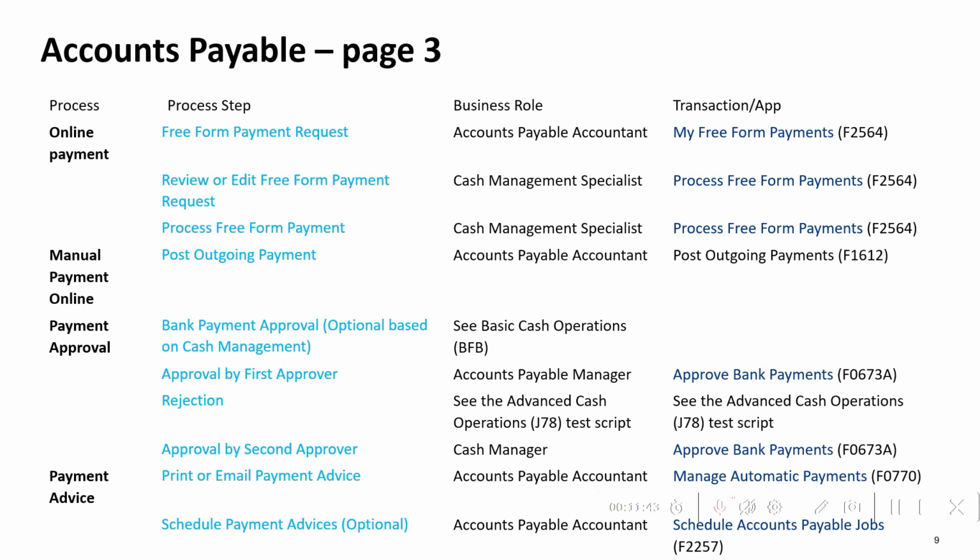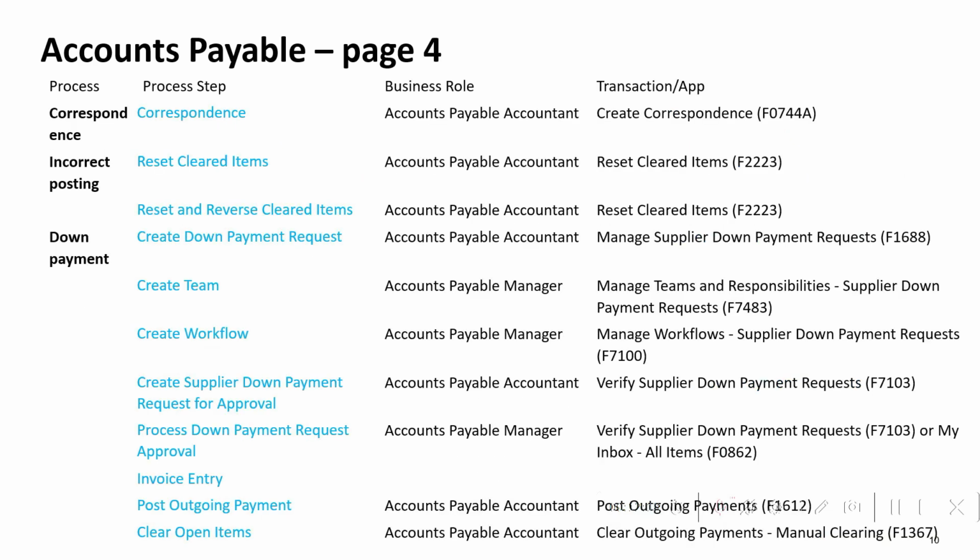Payment approval, bank payment approval. This is optional, based on cash management. You will understand that in the basic cash operations section. Approval by first approver and rejections, approval by second approver, the payment approval process. Payment advice: print or email payment advice, schedule payment advices. Correspondence, that is one process, right? We generate the correspondence to the supplier.